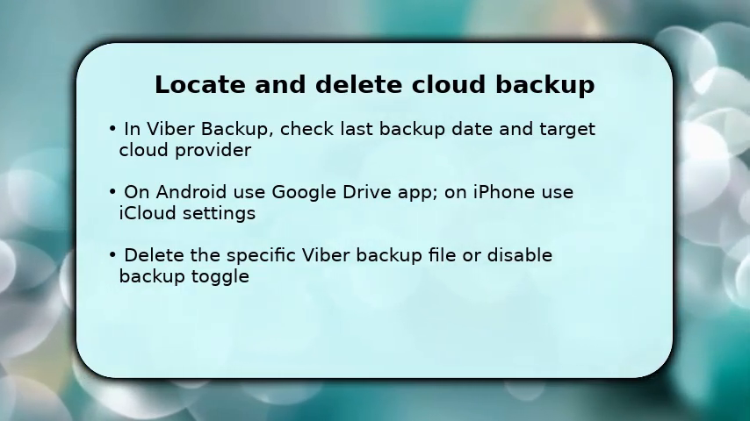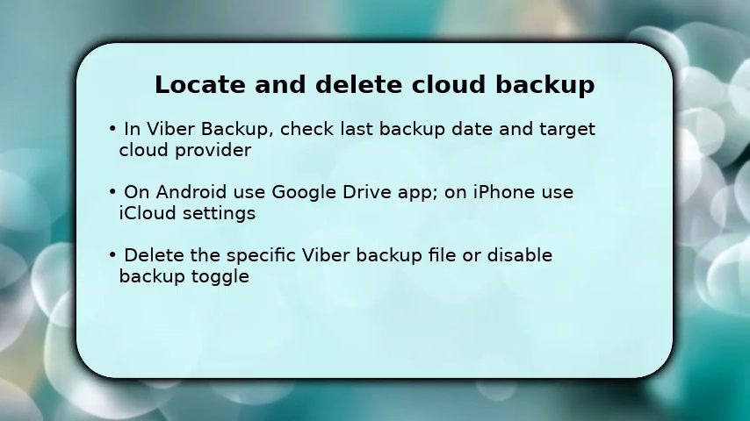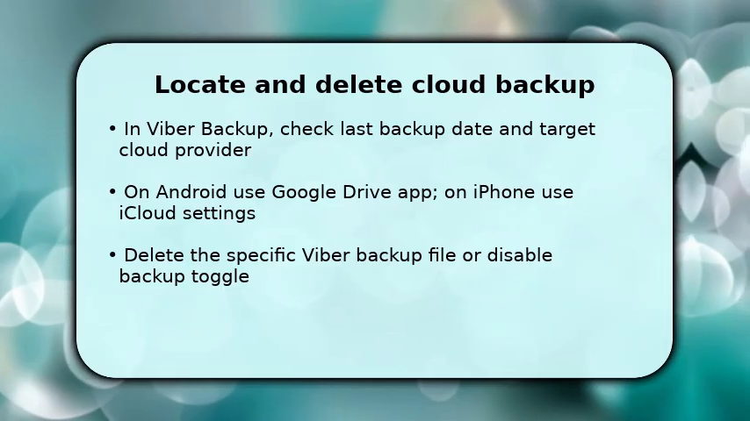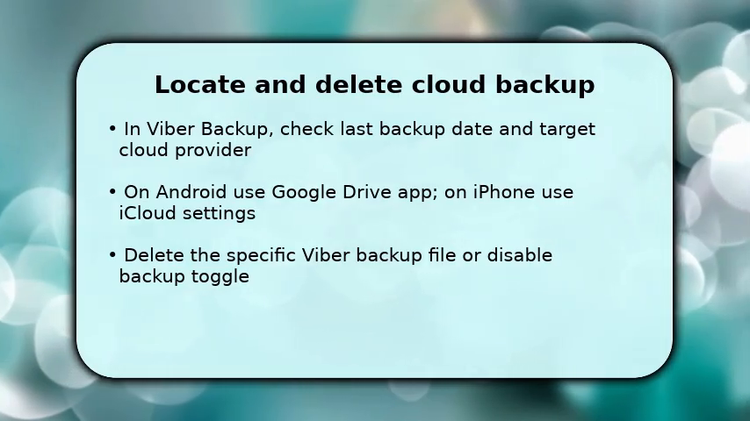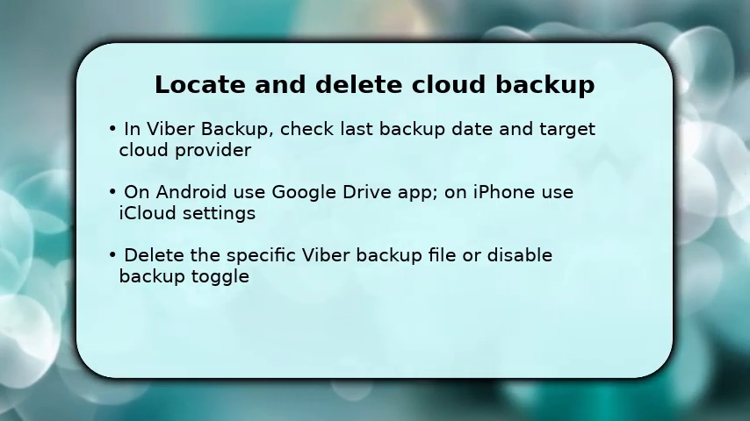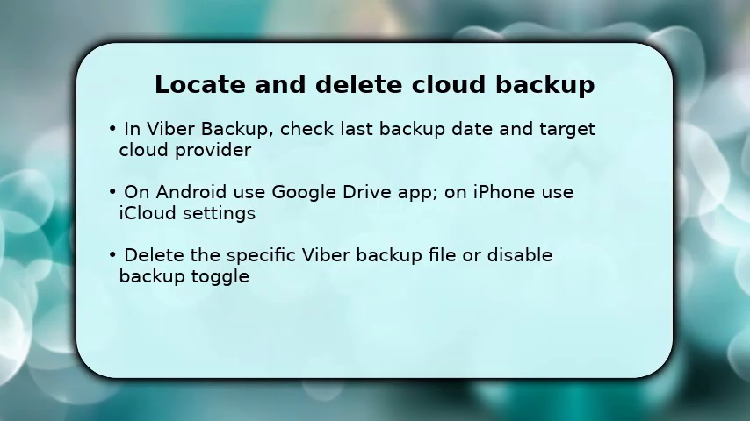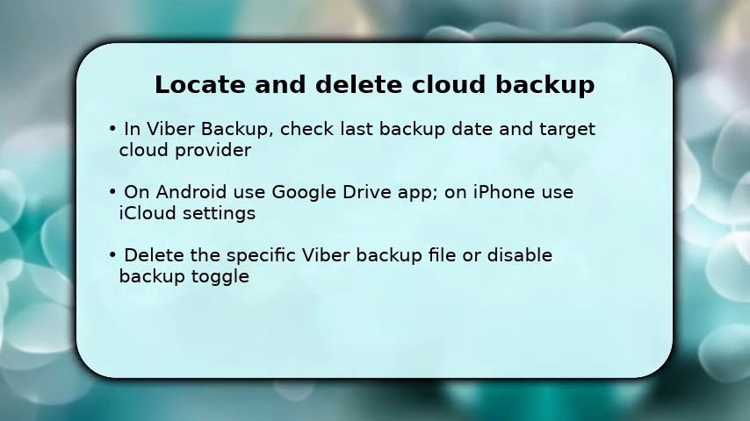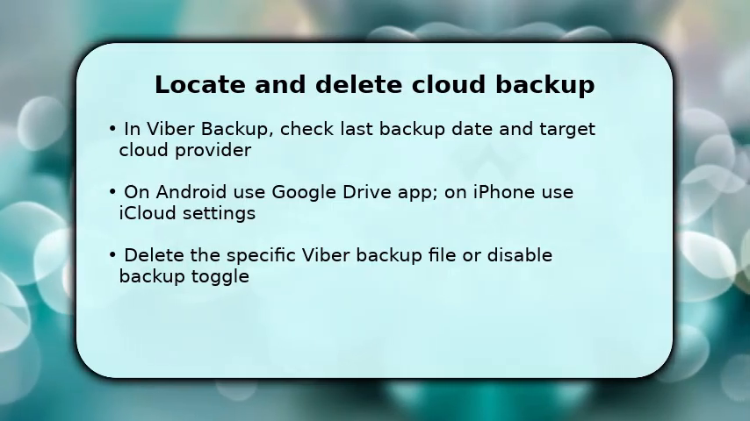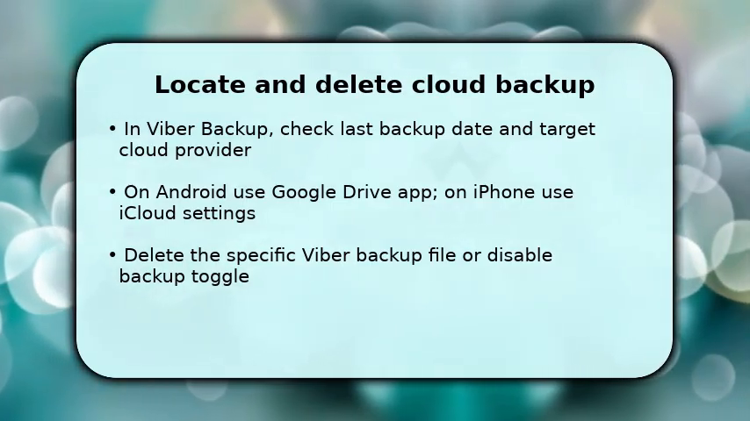On Android, open Google Drive, tap Backups, find the Viber backup entry, tap 3 dots and choose Delete Backup. Confirm. On iPhone, open Settings, right arrow your name, right arrow iCloud, right arrow Manage Storage, find Viber Backup and delete data. If Viber offers an option to turn off backups, use it to prevent recreation. These steps remove cloud copies, so make sure you won't need them later.